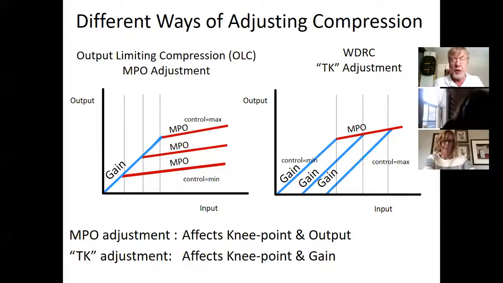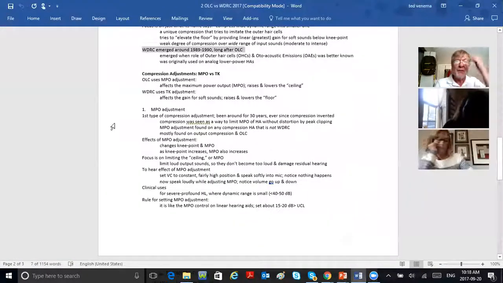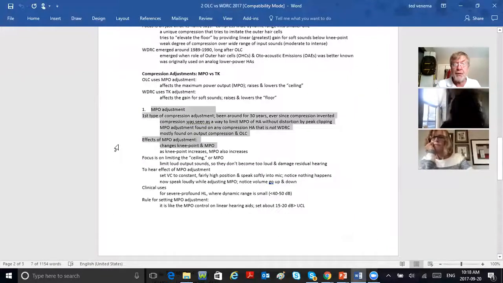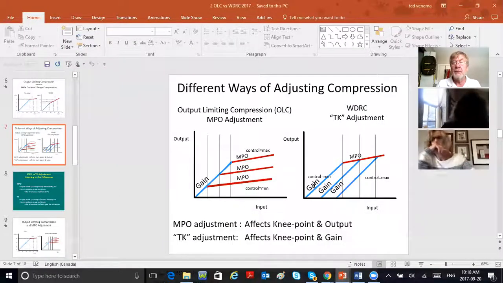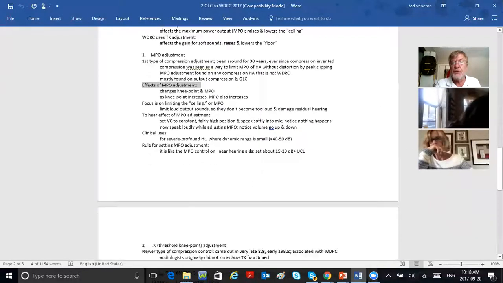I mean, one can go on ad nauseam, but why? Let's look at our notes and see where we are. So you can just read about it right here. MPO, first type of compression adjustment, been around for years. It changes the knee point and MPO. Have a look. But the focus is on changing the MPO, maximum power output. That's the general gist of it. I'll scroll down here. There's no need to sit there and read all the notes. You basically have an idea.